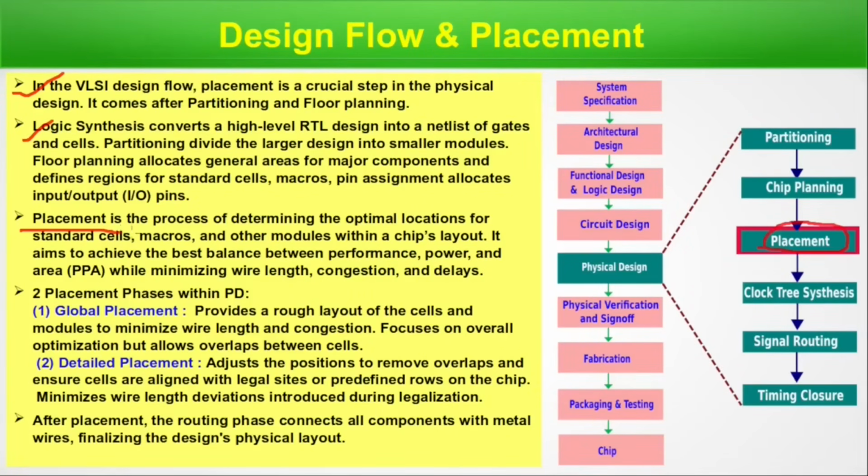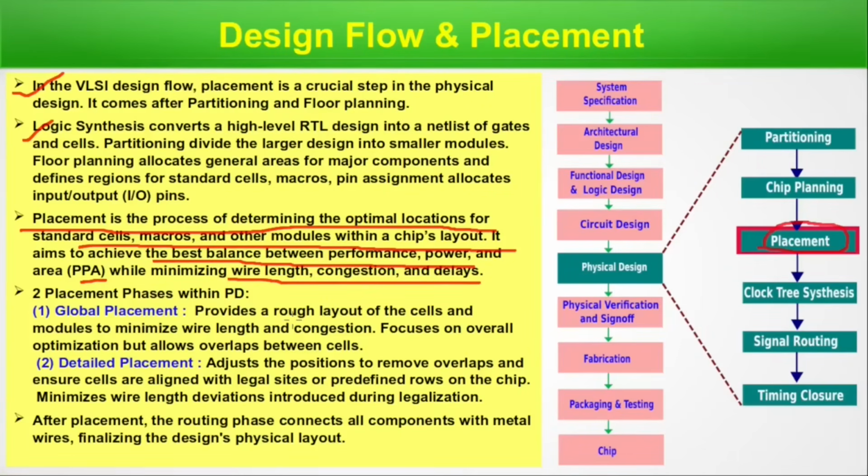Placement is the process of determining the optimal location for standard cells, macros and other modules within the chip's layout. It aims to achieve the best balance between performance, power and area (PPA) while minimizing wire length, congestion and delays. Congestion is also not expected, and if wire length is really very long, then the heat generated will be higher and delay will be higher. We have to minimize. Optimization is the key. Optimization in terms of PPA, that is performance, power and area.